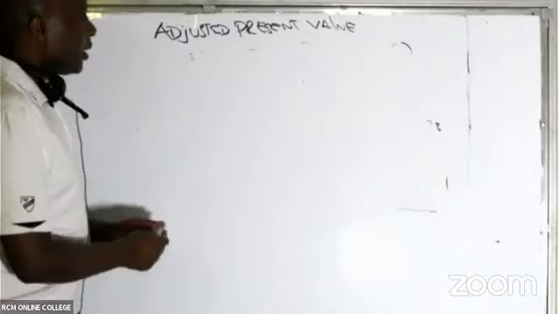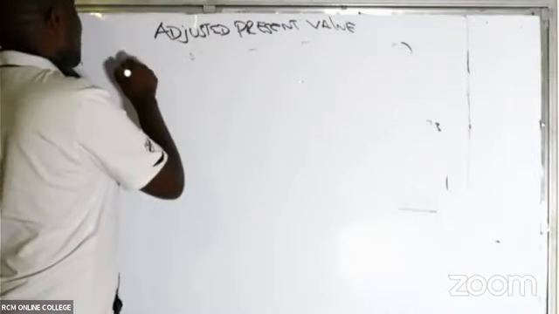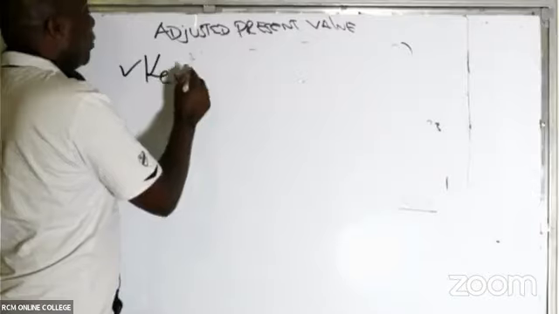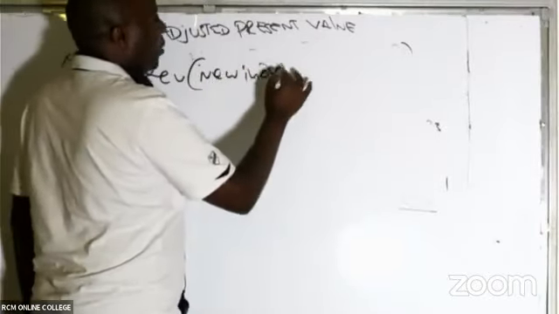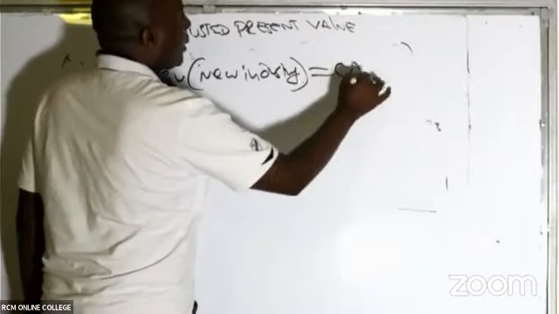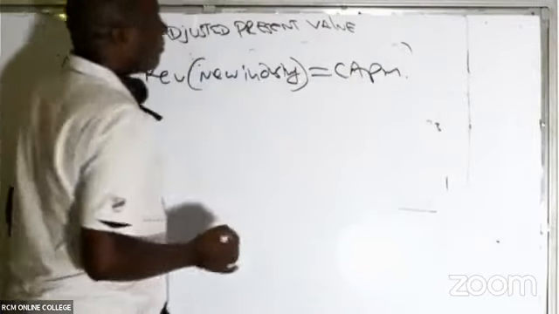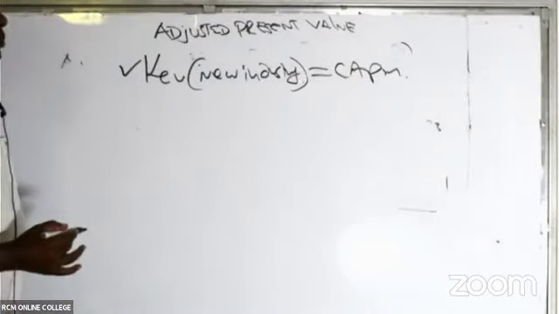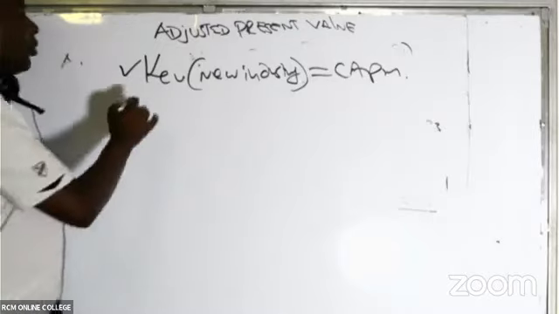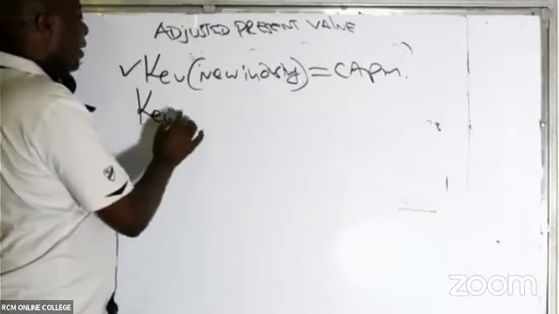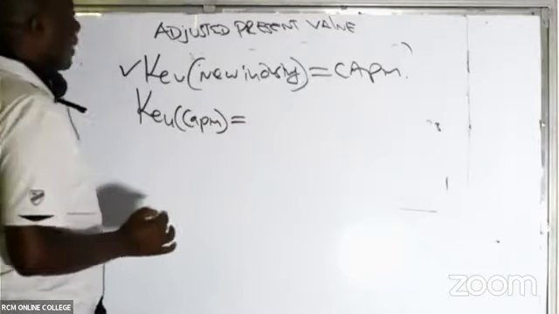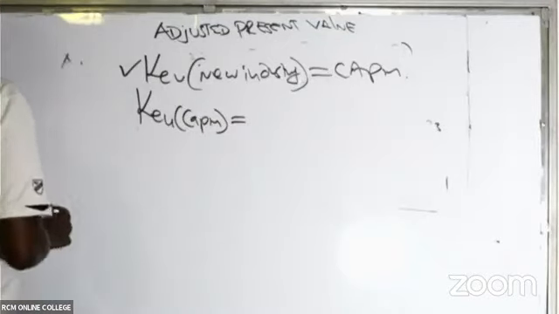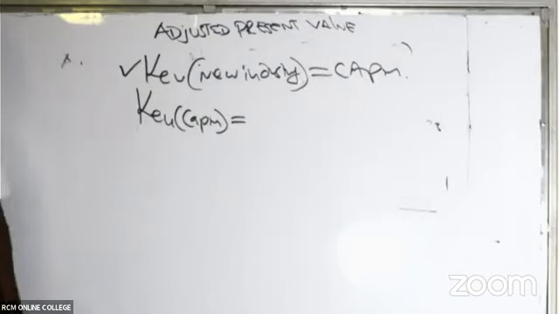So how do we get this Ku of the new industry? We shall, as always, use CAPM. Is there somebody who is able to remind us what the formula of CAPM is?